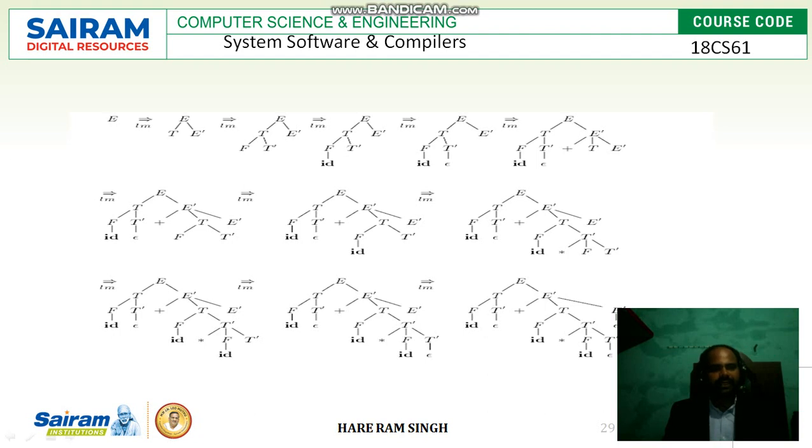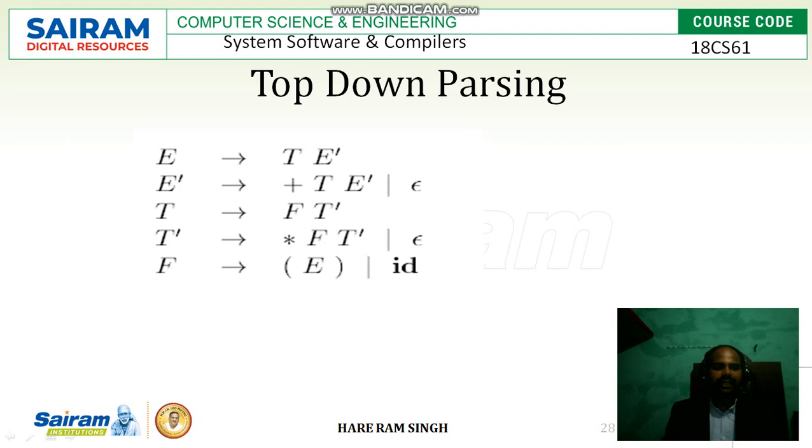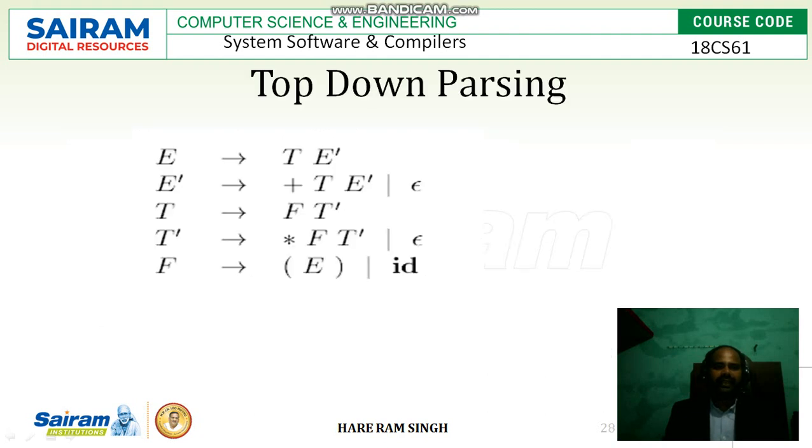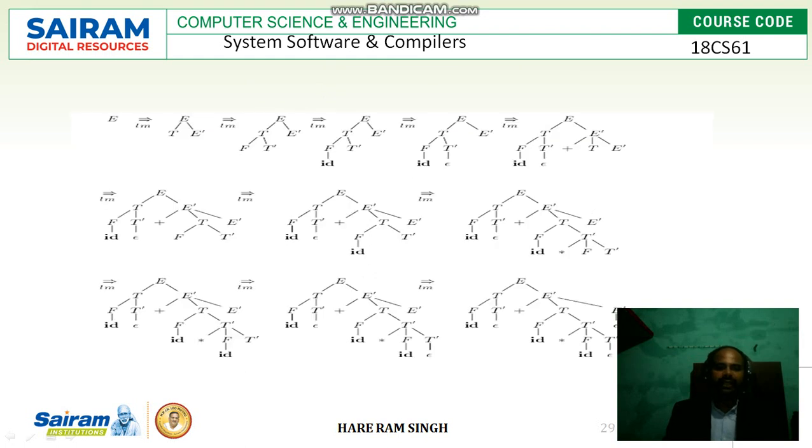Here the leftmost is T. So T derives FT'. So we will write T derives FT'. Again, in this one the leftmost is F. F can be (E) or F can be id, but we need the string id. So if we replace F by id, it can match with id. So F will be replaced with id.